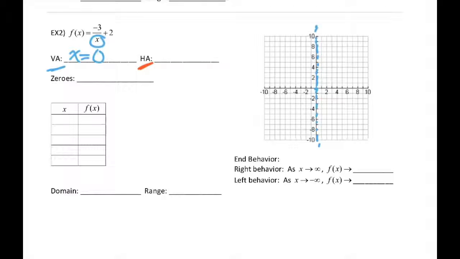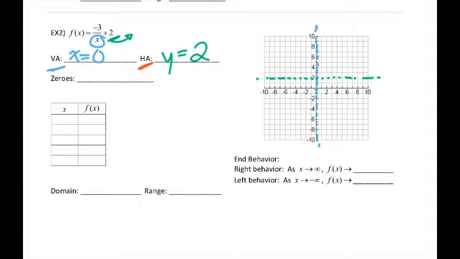Horizontal asymptote we find by taking whatever our k is. So it's y equals 2. Whenever we have a number that's added to the right like that, that is your horizontal asymptote. It's just like our upward shifting when we had parabolas, when we talked about absolute value, that upward shift up 2. So horizontal means it's a left to right line. Y equals 2 looks like that.